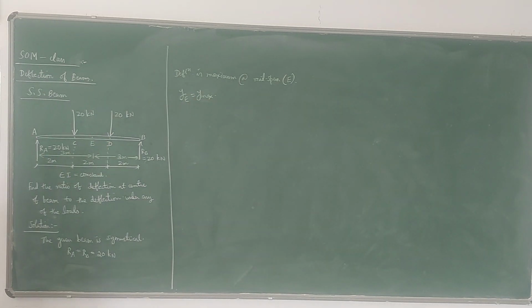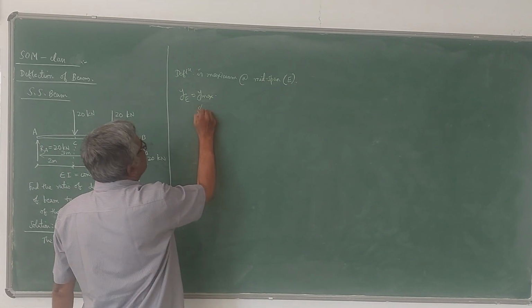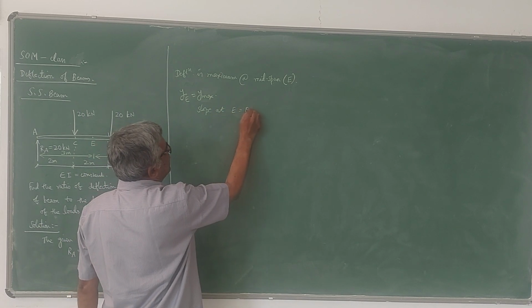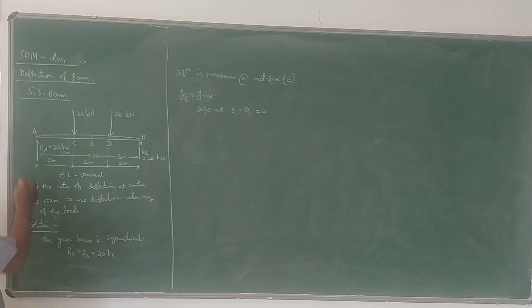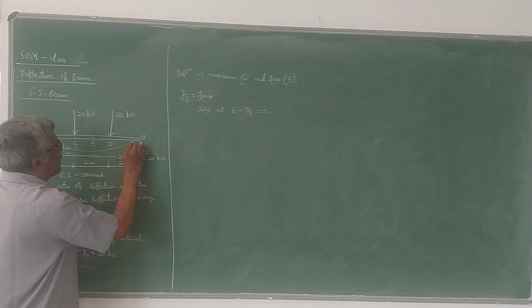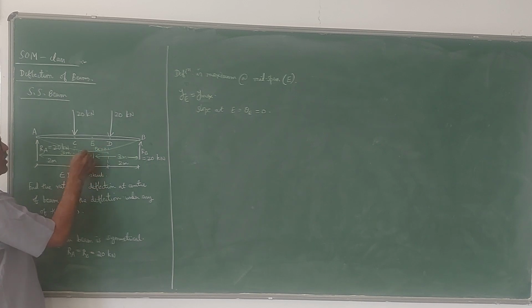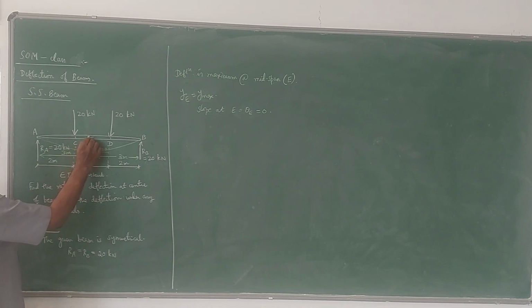In this case, because of symmetry, another condition is that the slope at E, that is theta E, will be 0. Because the deflected curve will be something like this, and if you draw a tangent here to this curve, this tangent will be horizontal, or parallel to the axis of the beam, so theta E will be 0, and this is your YE or Ymax.